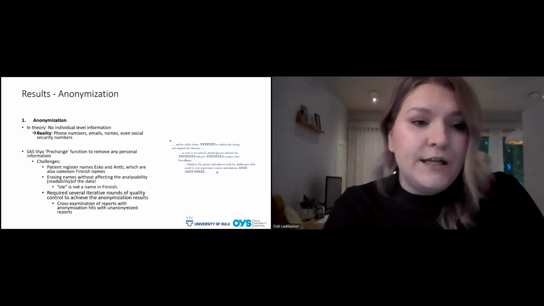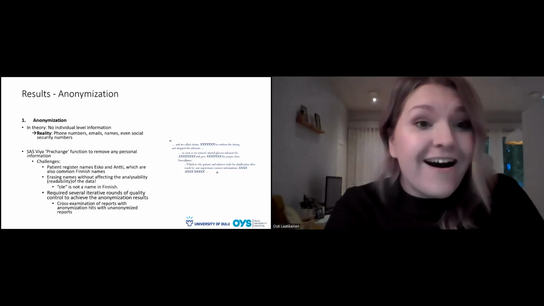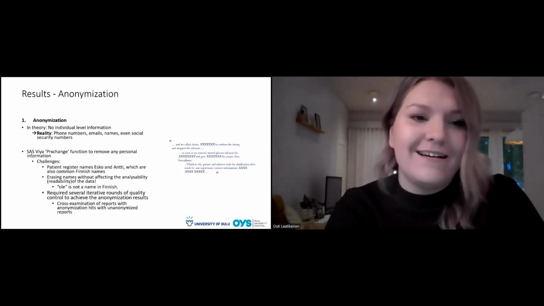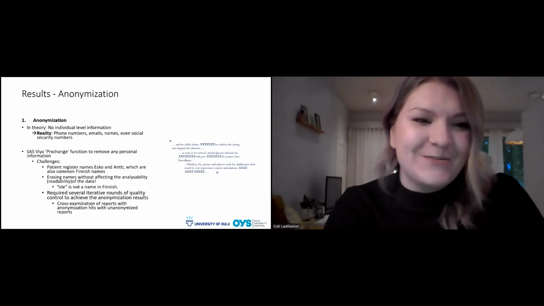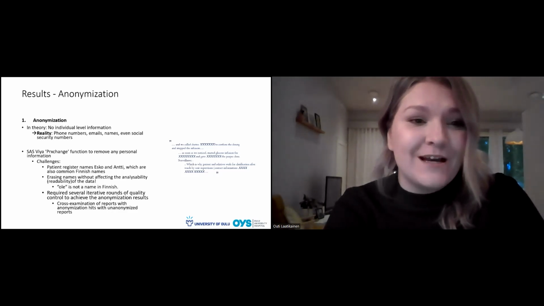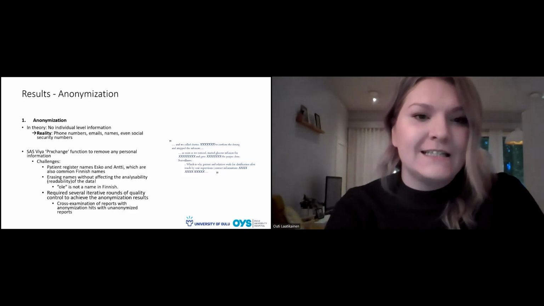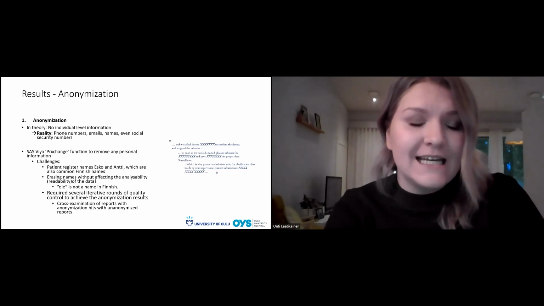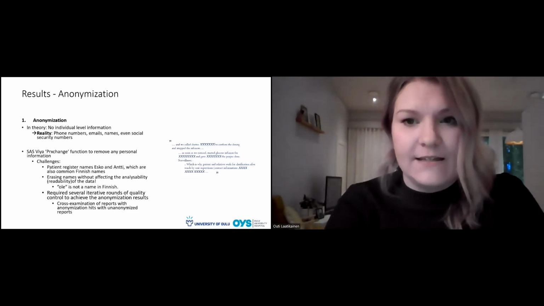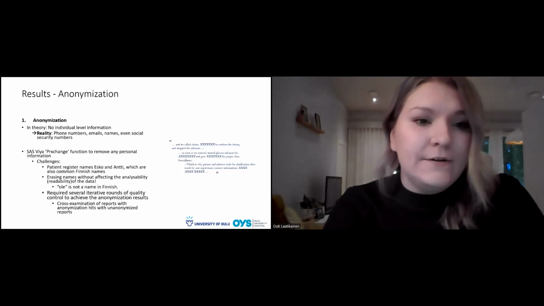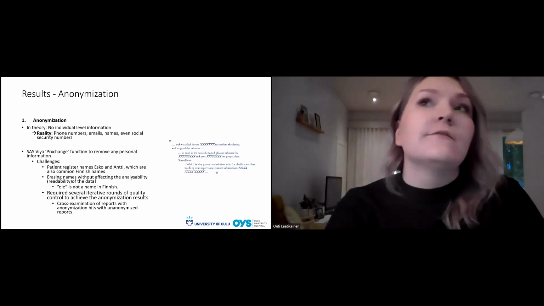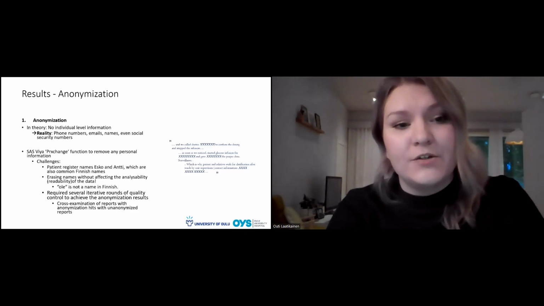So the anonymization here was conducted using the SAS PRXCHANGE function to remove any personal information from the reports. Basically that function found the selected string from within the text and replaced it with a selected other string, with ours being XXX.